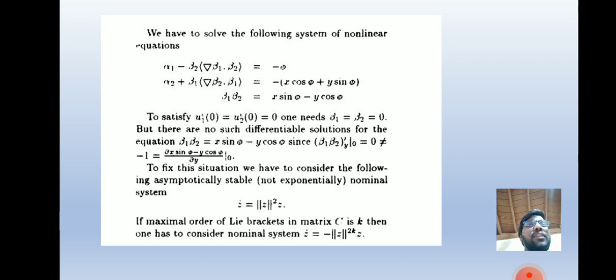This is how we control non-holonomic systems and decomposition of skew symmetric matrix.